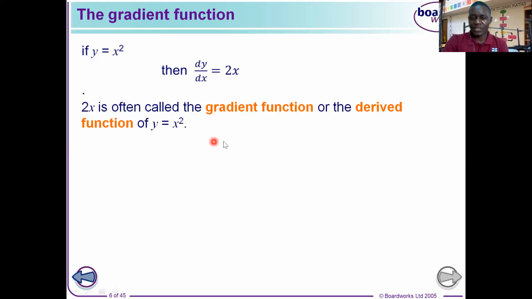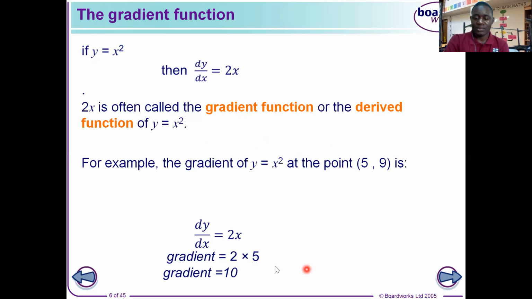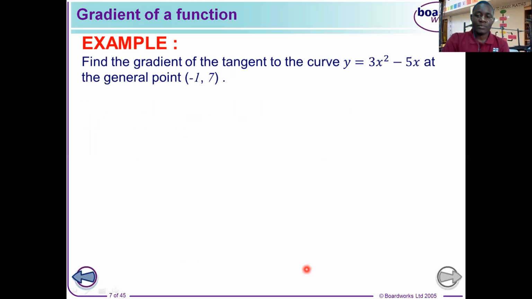So the next step is we put in the value of x in our point. The value of x in our point is 5. So substituting the value of x into our gradient function, dy/dx equal to 2x, the gradient will be 2 times our x value, which is 5, and that will give us the gradient as 10. Let's take another example.